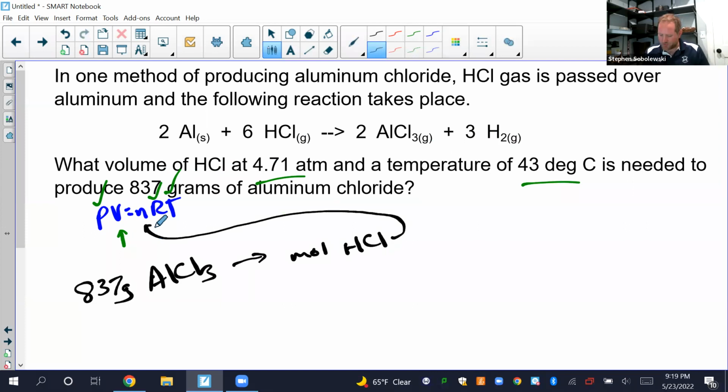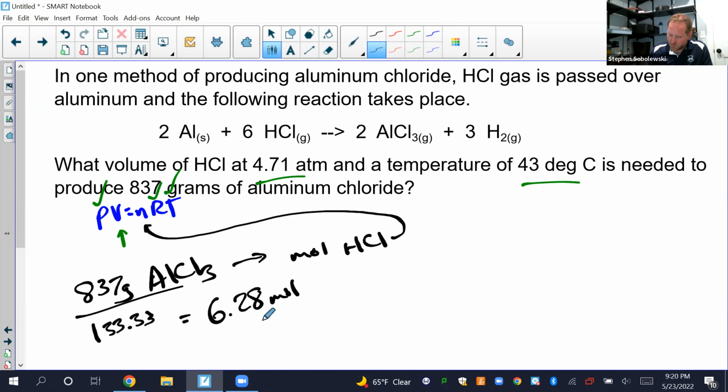Okay, so let me start with a molar mass for AlCl3. So 26.98 plus 3 chlorines, 3 times 35.45. And that gives me 133.33 is the molar mass of AlCl3. I divide my grams by that molar mass, which gives me 837 divided by that answer gives me 6.28 moles of AlCl3. Okay, 6.28 moles.